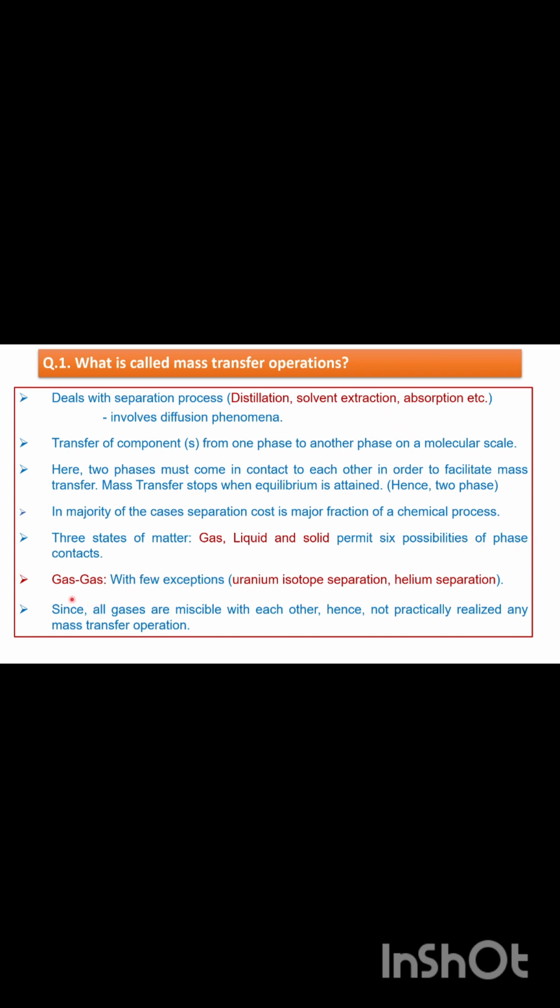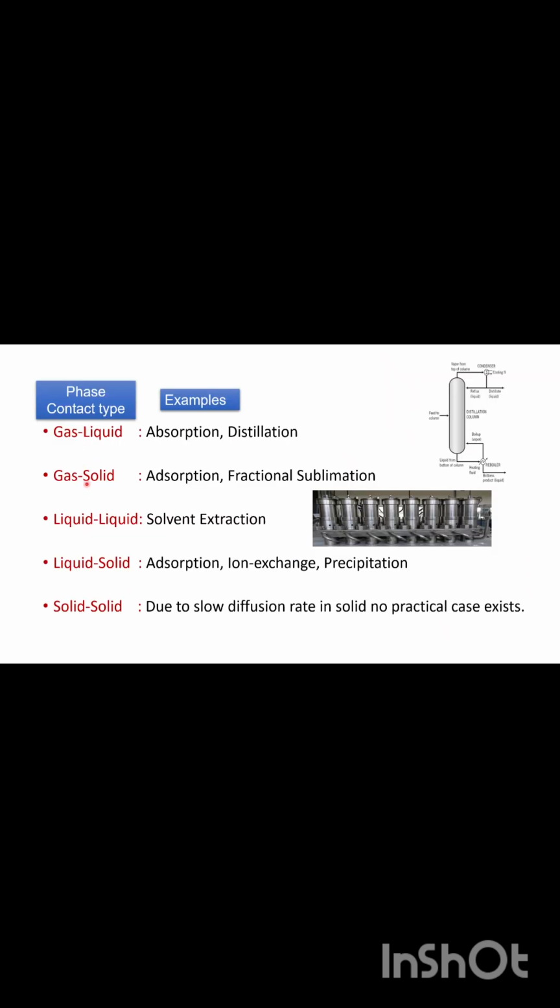These are gas, with few exceptions, uranium isotope separations and helium isotope separation. All gases are miscible with each other, hence no practical cases are realized. These are the combinations of phase contact and related separation processes. In the case of solid, due to slow diffusion rate in solid, no practical cases exist.